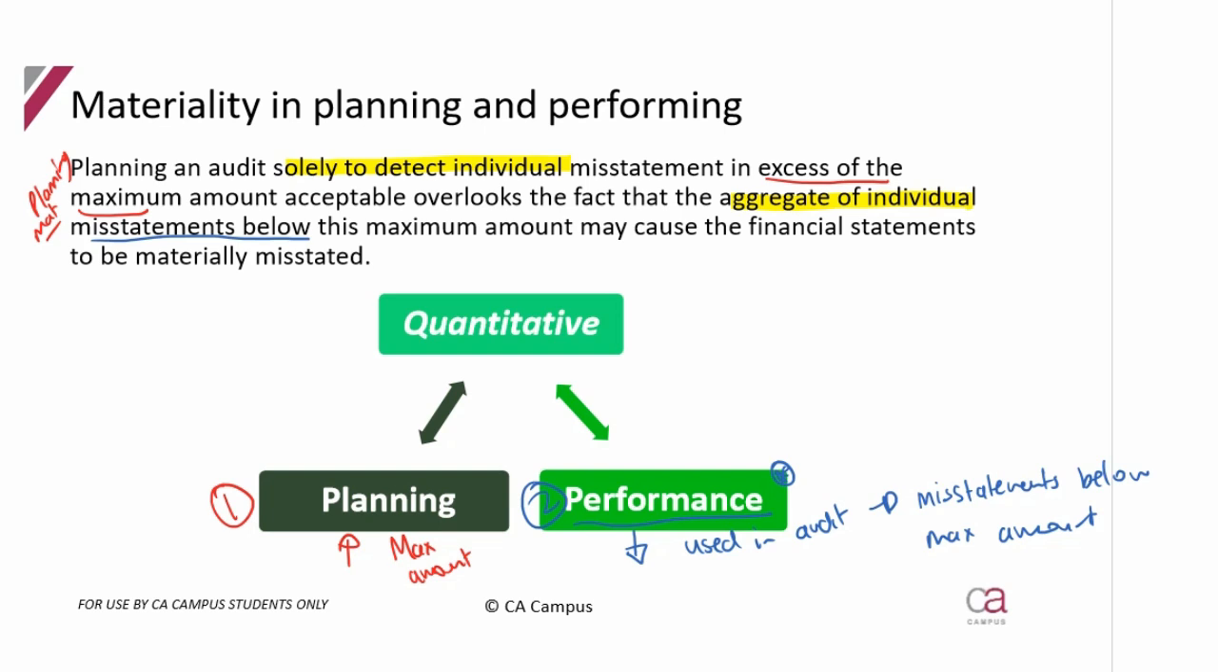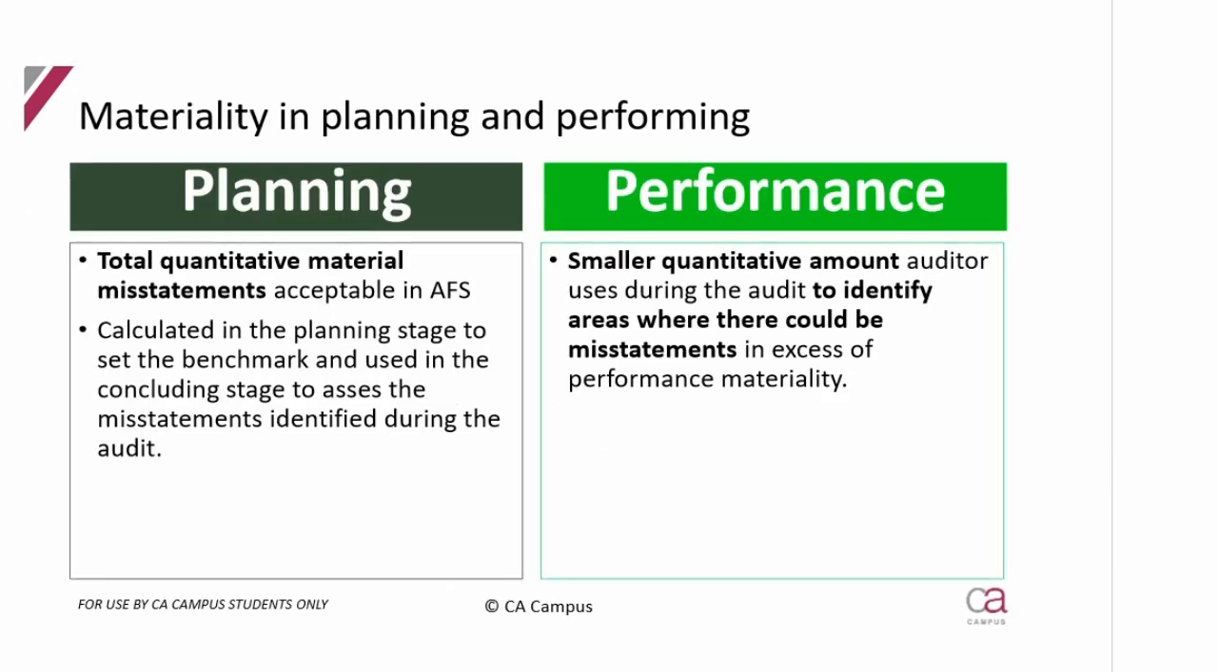So, I've said it here. Planning is the total quantitative material misstatements acceptable in the financials. The total rand amount of misstatements acceptable in the financials. And guys, to make it even easier for you to see, I'm showing you the 2 stages that we use planning.